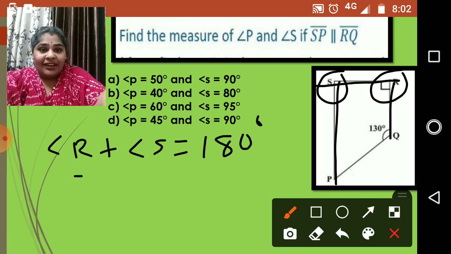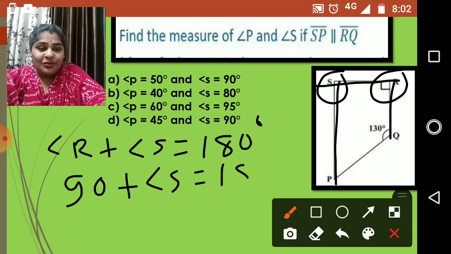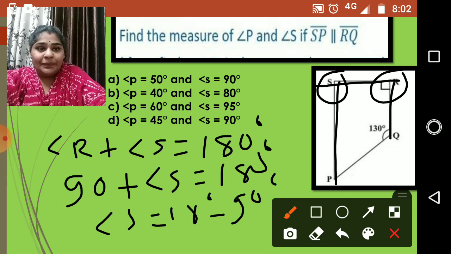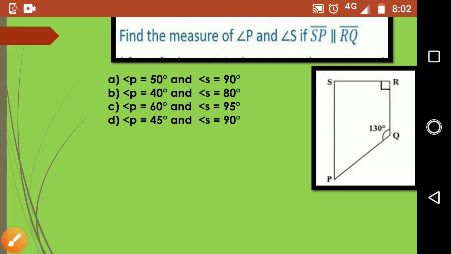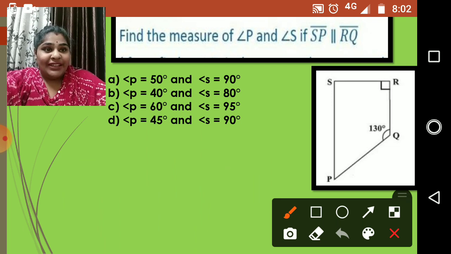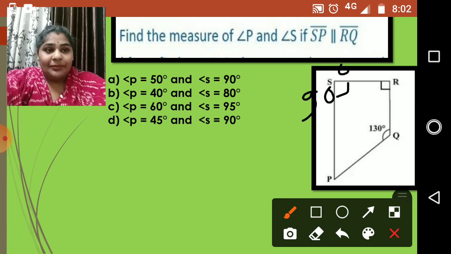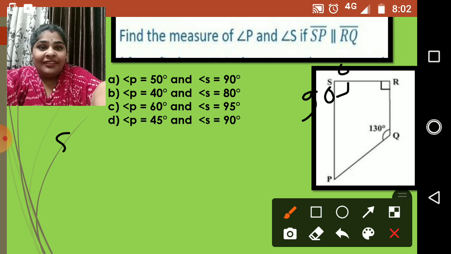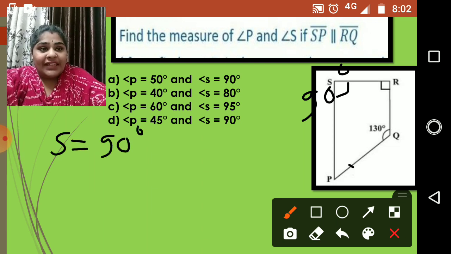Now angle R, I know it is 90 degrees, plus angle S is equal to 180 degrees. So angle S will be equal to 180 degrees minus 90 degrees, right? Now 180 degrees minus 90 degrees, I know it is 90 degrees. So hence I got my first angle, that is S is equal to 90 degrees, right? Now children, S is equal to 90 degrees. Now remaining is angle P.